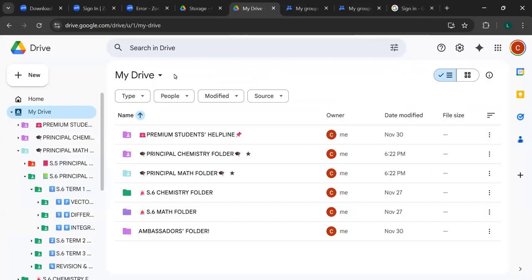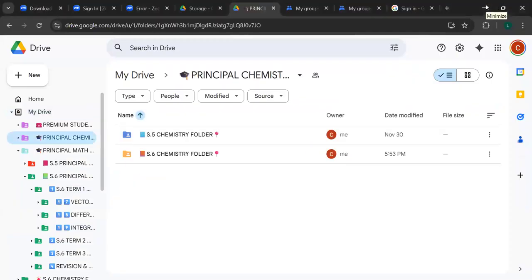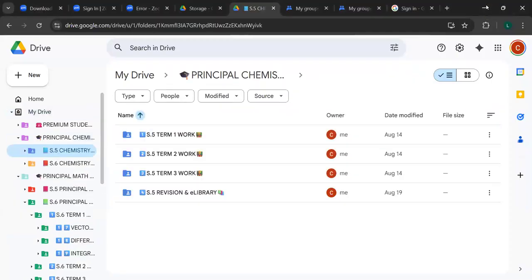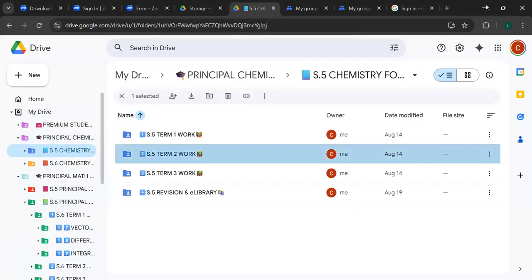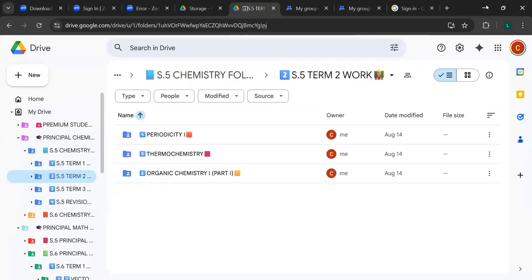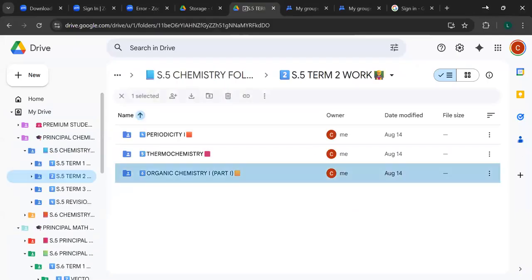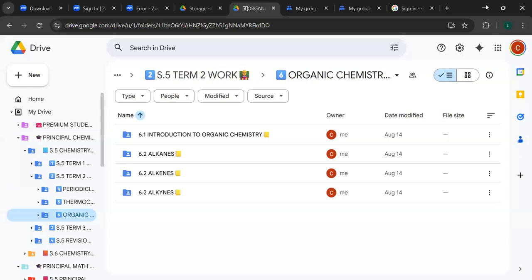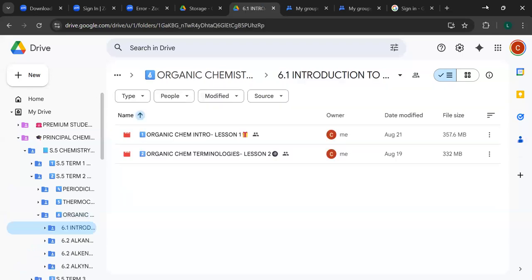I don't know if people can see my screen. Those who have the drive, when you go to the Principal Chemistry folder, go to Senior 5. After Senior 5, go to Term 2. After Term 2, go to Organic Chemistry 1, Part 1. If you want the introduction, you go there. It has 2 lessons. Lesson 1 was for general introduction. Lesson 2 was for the terminologies. Every terminology you see in organic chemistry was covered there.